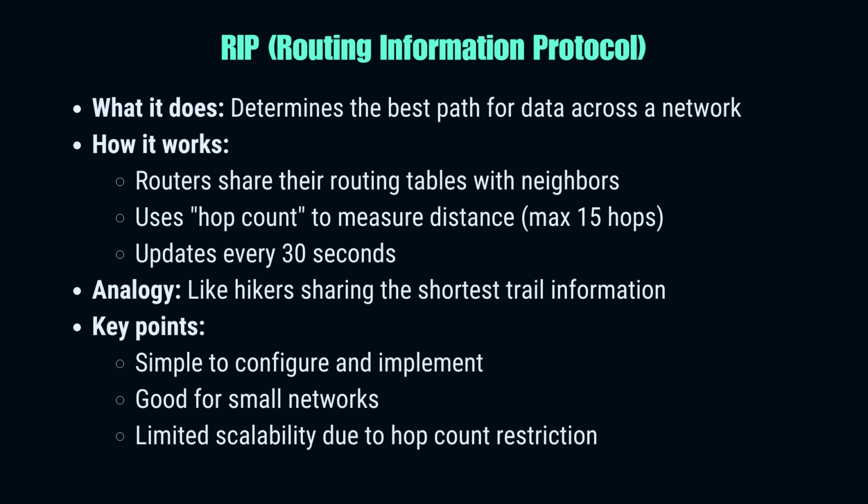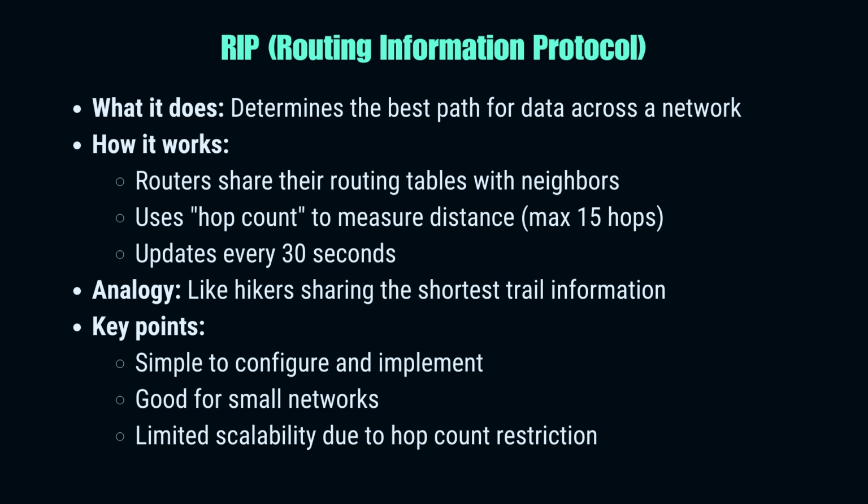Here's how it works. Each router maintains a routing table that lists the best known routes to different network destinations. These routers periodically share their routing tables with their neighbors, allowing the entire network to stay updated on the best paths. RIP uses a simple metric called hop count to measure the distance to a destination. Each hop represents one step along the path.